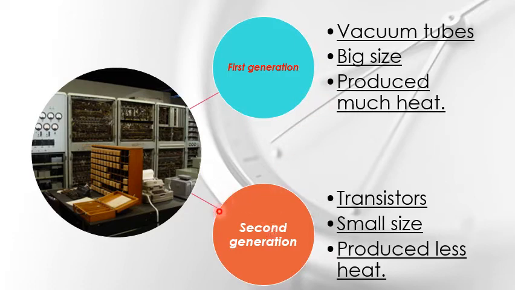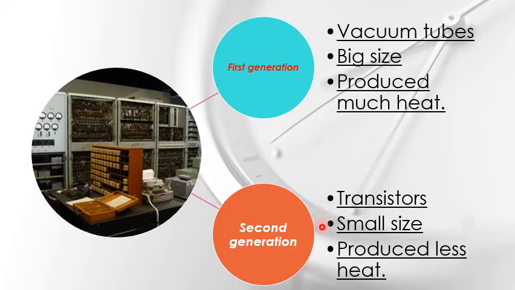If we talk about the second generation computer, they were much better than first generation computers because transistors were used in second generation instead of vacuum tubes. Transistors are small objects which can do all of the work of vacuum tubes. They were smaller in size as compared to first generation, and they used to produce less heat. So these are the common features of both of these generations.